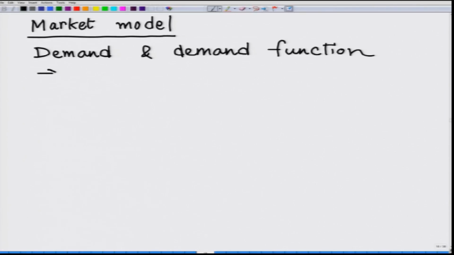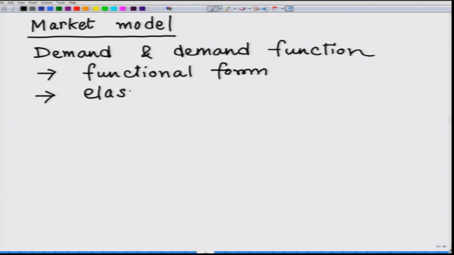We will first look at the functional form, we will look at the concept of elasticity and how we can use this mathematical concept of elasticity in the context of demand analysis. Then we are going to look at the concept of equilibrium.